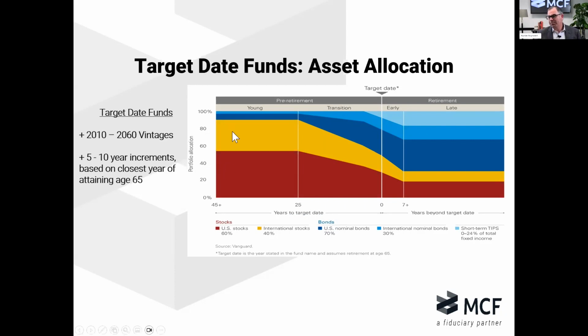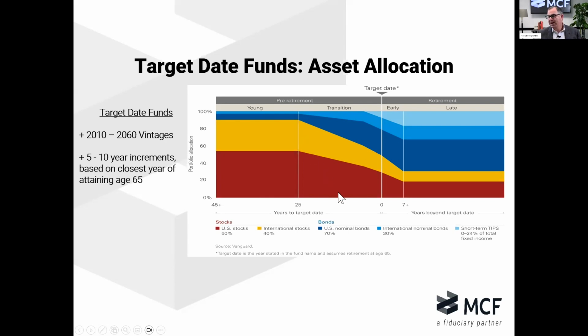This is a glide path for the target date fund. So the red is domestic US stocks, the gold is international. This is 45 years to retirement, 25 years to retirement, 0 is retirement. This is how, in general, target date funds manage the fund. The longer you have to that expected horizon, the more risk you're going to take, way more stocks. The blue is the bond and fixed income portions of it.